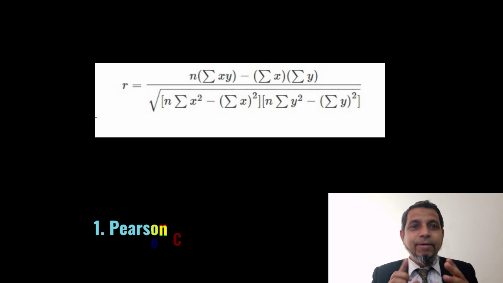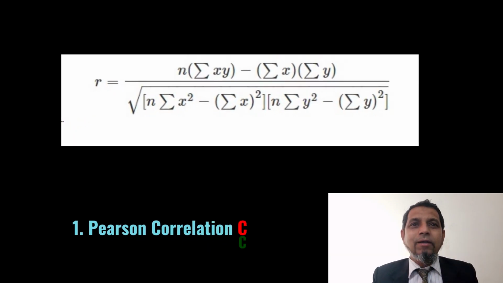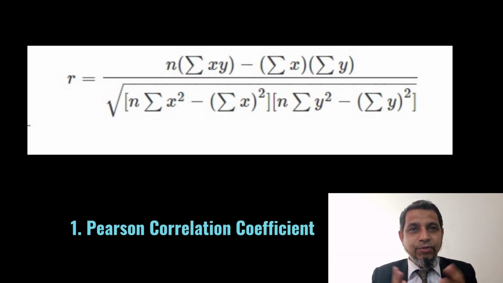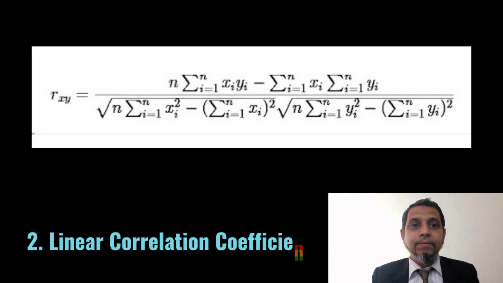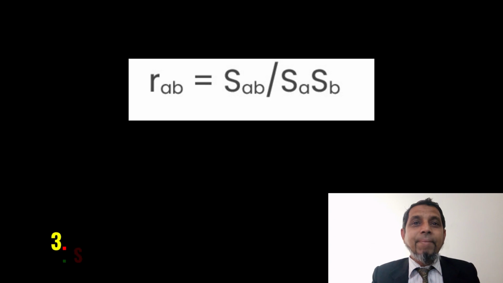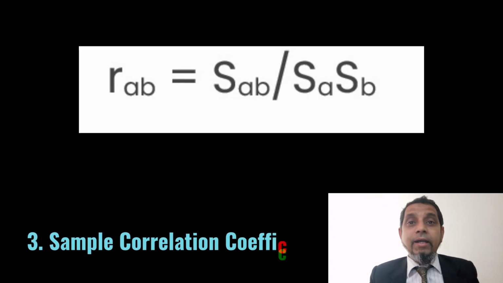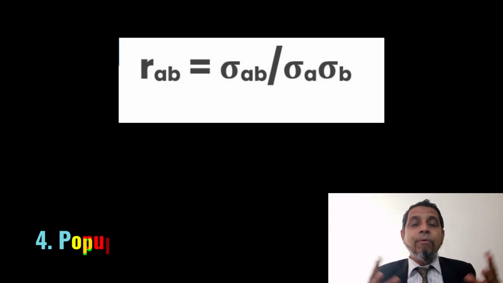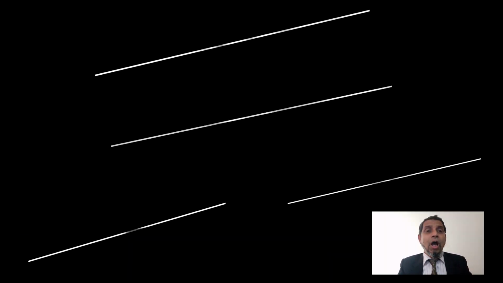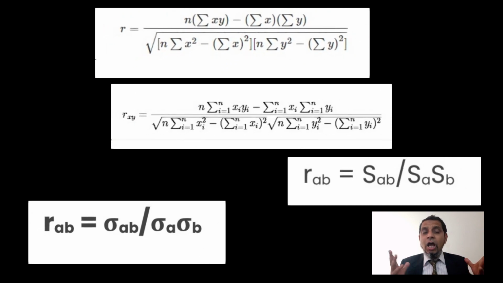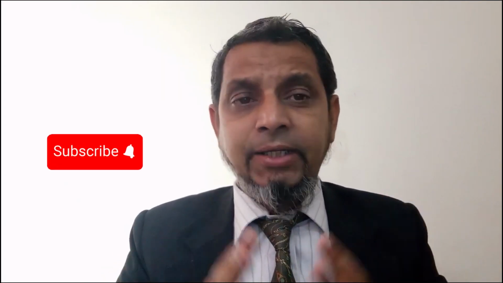Now come to the point number 4. What are the 4 types of measurement of correlation? Number 1, Pearson correlation coefficient. Number 2, linear correlation coefficient. Number 3, sample correlation coefficient. And number 4, population correlation coefficient. In any other episode, I will explain each type of correlation in detail along with the formulas and application.